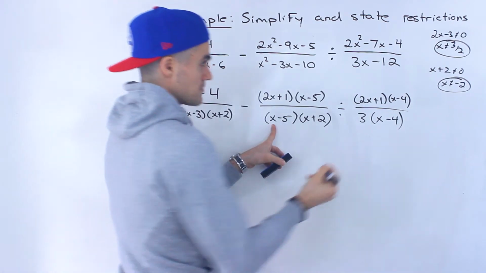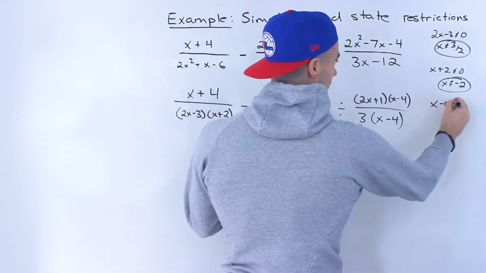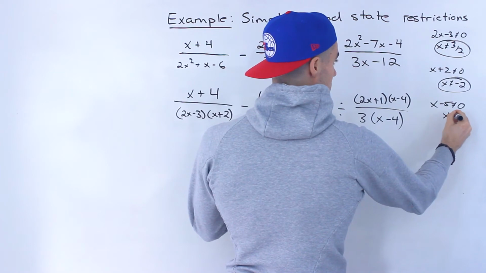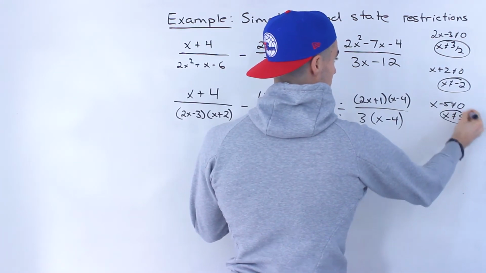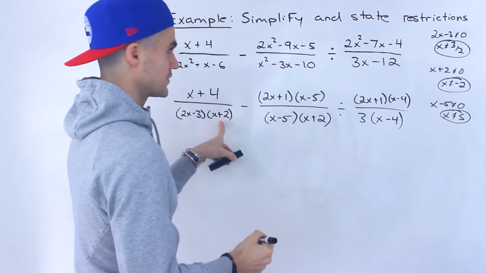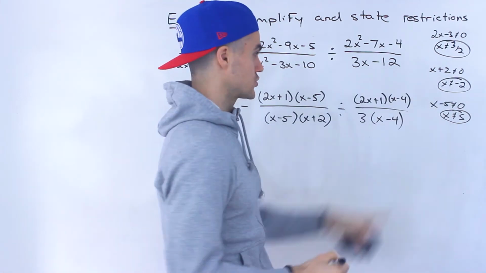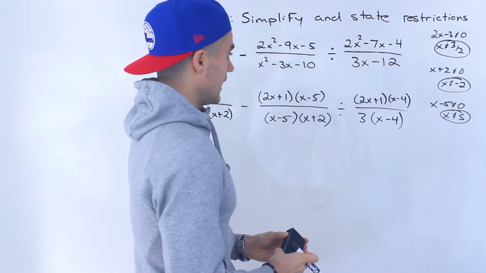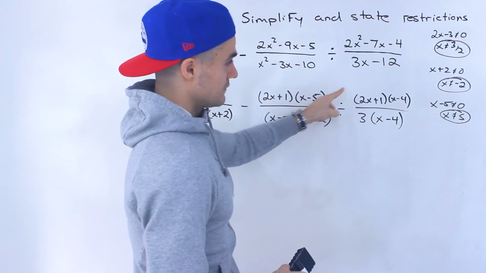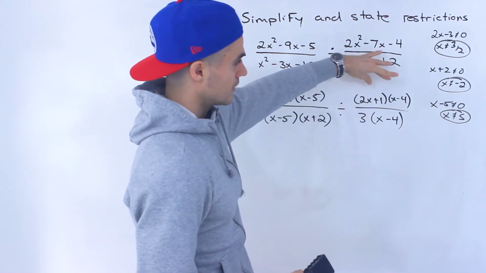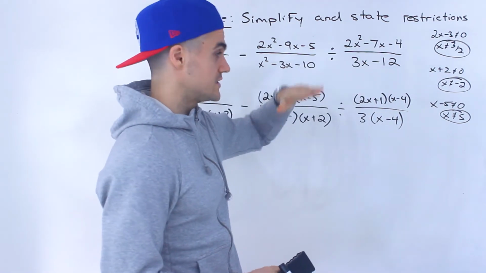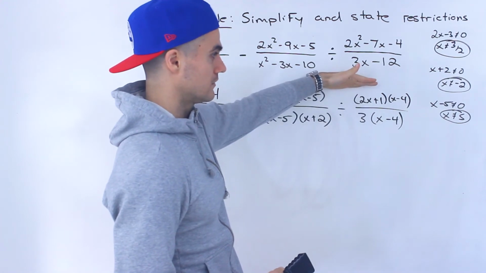Notice here, x minus 5 cannot equal 0. So x cannot equal positive 5. X plus 2 we took care of over here. That's the same restriction. X cannot equal negative 2. Now, remember when you're dividing by something, you got to get the restriction from the denominator and the numerator, right?